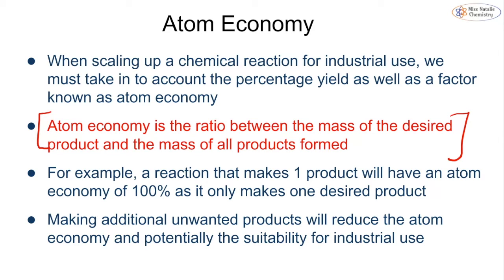If we have a reaction that only makes one product, it's going to have an atom economy of 100% because the mass of the desired product is going to be the same as the mass of all the products. And making these additional unwanted products will reduce the atom economy.